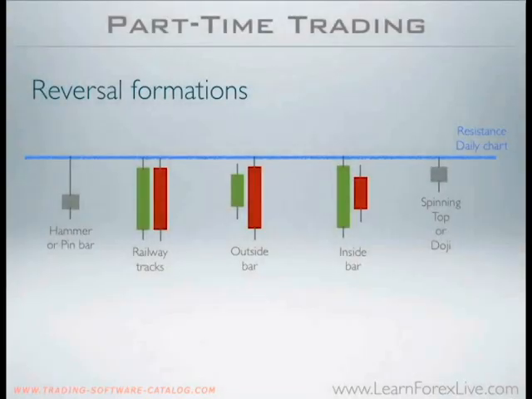So how do you trade a pin bar or a hammer candlestick right off a level of support and resistance? In this case, resistance on the daily time frame. Well, first of all, you need the candle to close. You cannot label any bar as a pin bar or as a railway tracks or as an outside bar, etc., unless the bar is finally closed.